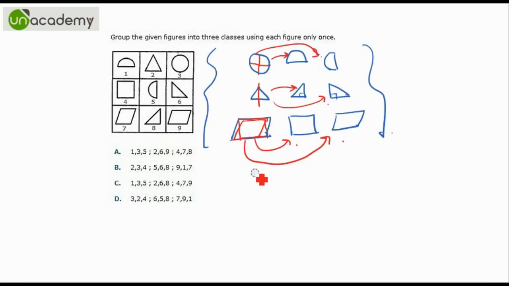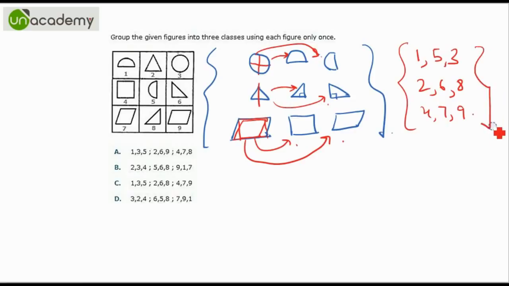So we will have same groups as 1, 5 and 3, 2, 6 and 8, 4, 7 and 9. So these will be the groups that we will form according to the observation, and that is option C. So that is the correct option. So this is another pattern where you have to find out which figure can make the remaining of the figures in the group. So that is another pattern of these problems.